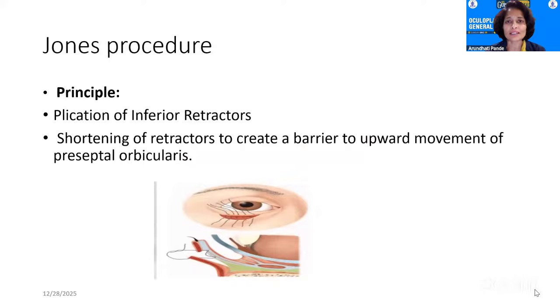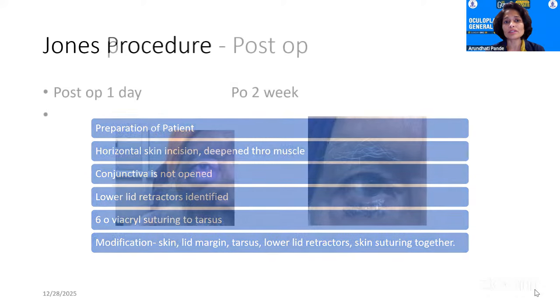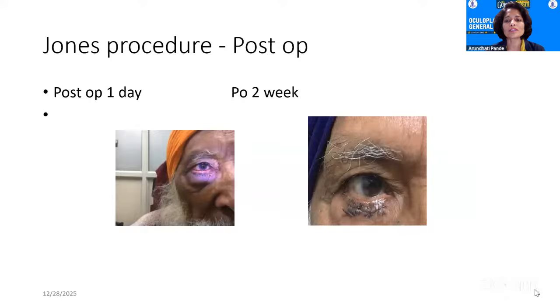In this, the Jones technique has been done. What is the principle of the Jones technique? Plication of inferior retractors, shortening of retractors to create a barrier to upward movement of the preseptal orbicularis. After preparation of the patient, a horizontal skin incision is deepened to the orbicularis muscle. The conjunctiva is not opened, the lower lid retractor is identified, and it is sutured with 6-0 Vicryl to the tarsus. We can do some modification, where skin, lid margin, tarsus, lower lid retractors and skin suture are done together, but I prefer to do the retractors and the tarsus and then take the skin suturing. So I prefer to do closure of this procedure in 2 layers. So yeah, Jones technique, again, you can see there is a good reattachment. You can see a tear film also, post-operative 2 weeks.